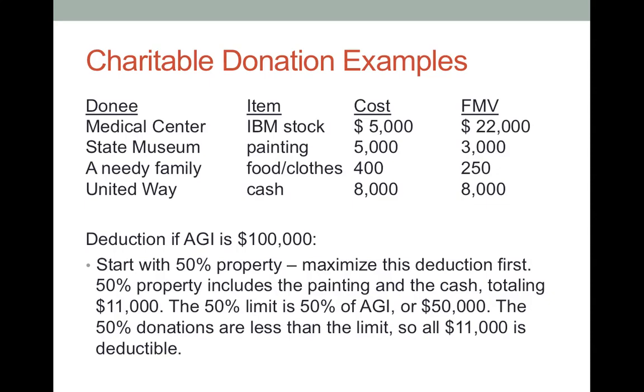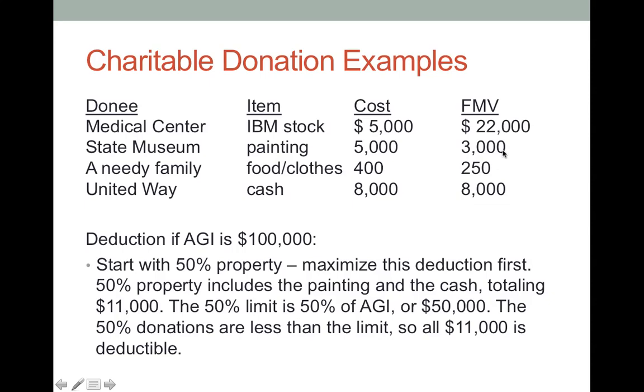So we've determined the amount of the deduction and the AGI threshold, and now we have to actually calculate the amount of the deduction. First, let's assume that the taxpayer's AGI is $100,000. First we want to figure out how much they can deduct of their 50% donations. So we're going to start with our 50% property. We're going to maximize this deduction first. Our 50% property in this scenario includes the $8,000 of cash and the $3,000 for the painting.